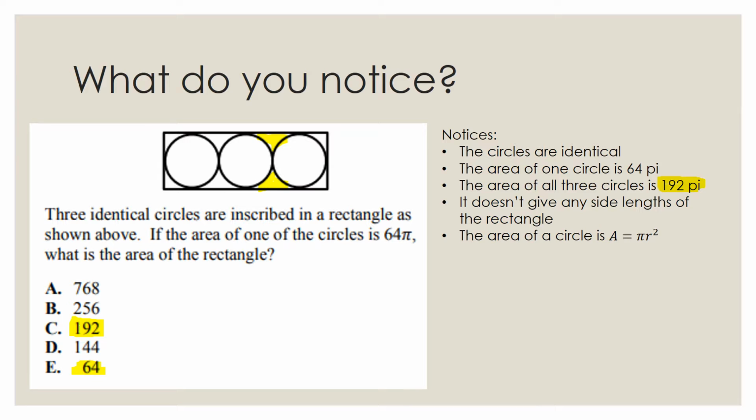You said it doesn't give any side lengths of the rectangle, so we don't know the length, we don't know the width. That's something that we'll need to find. The area of a circle is pi r squared, and that's so important that we know that formula. And the area of a rectangle is length times width, or length times height.